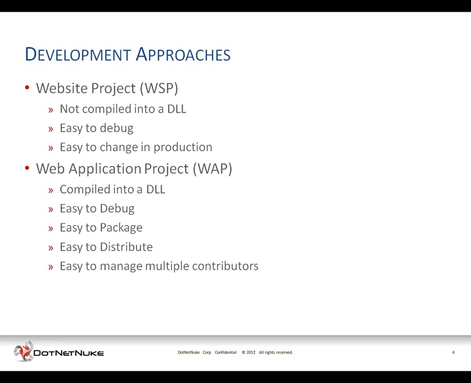Within those individual projects, we can compile each module into a single DLL. That allows us to obfuscate our code. So if you want to obfuscate the code, make it harder for people to decompile the code to get access to your code, you can do so using the WAP approach. It is very easy to debug our modules. Using the templates that we're going to look at, it's very easy to package and distribute our modules. And following this approach also makes it easy to have multiple developers working on individual projects or individual modules.